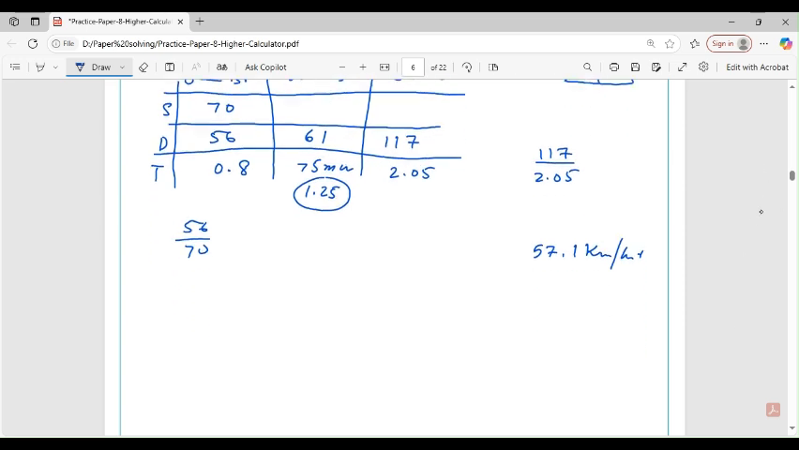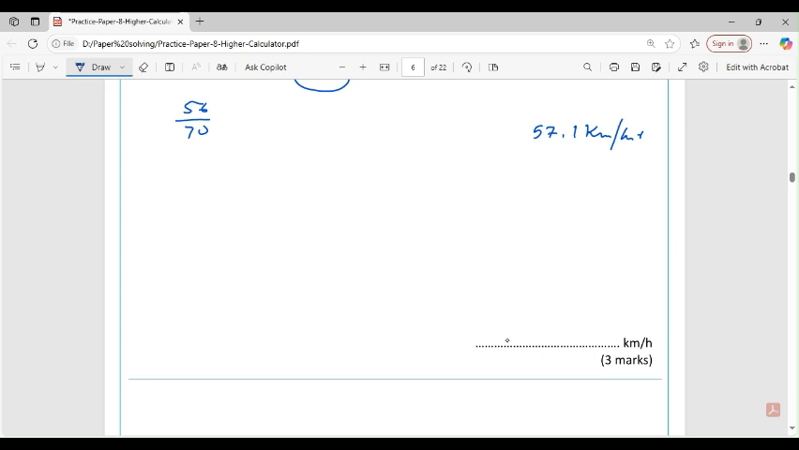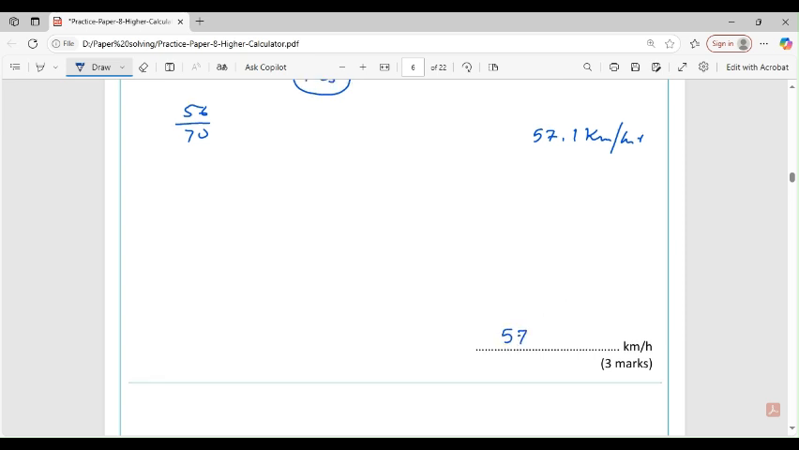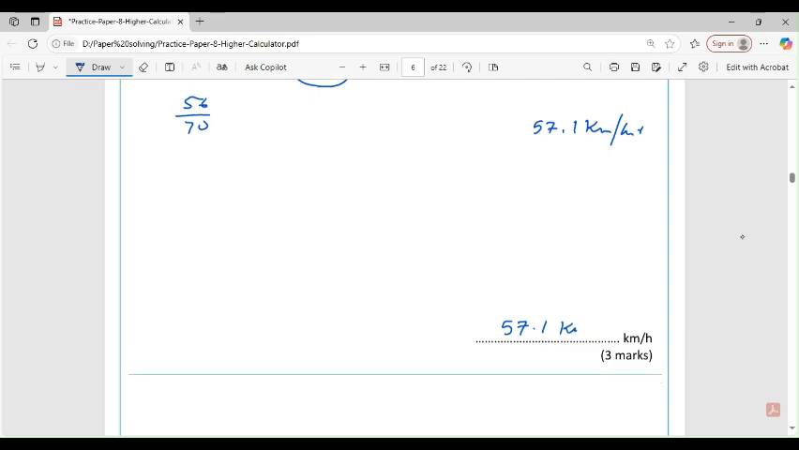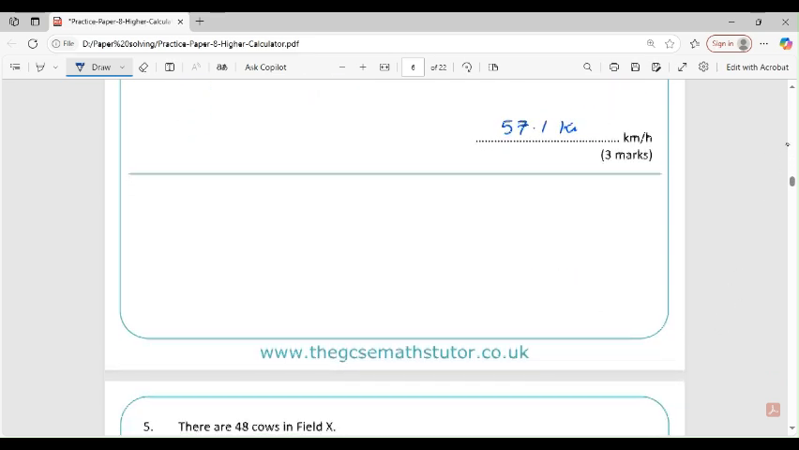In your case, better write the answer in the appropriate place over here. 57.1 kilometers per hour is already mentioned. Moving on to the next question.